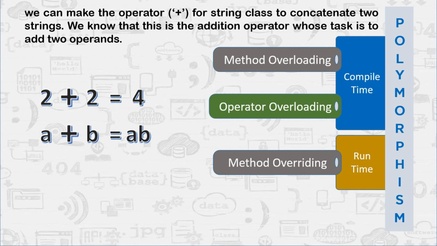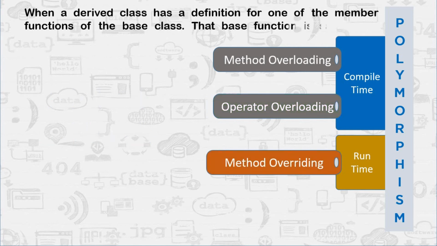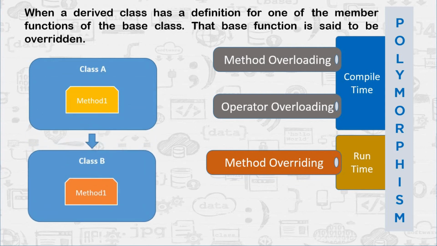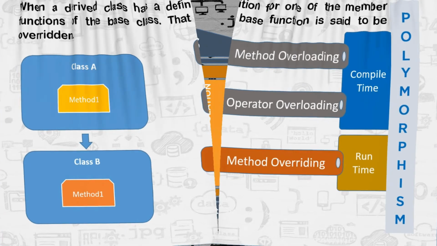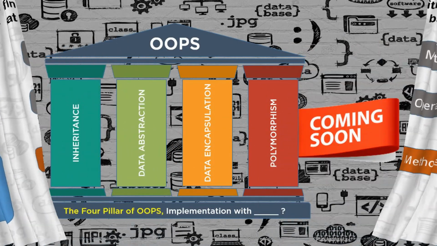Next, method overriding. When a derived class has a definition for one of the member functions of the base class, that base function is said to be overridden. As you can see from the example, class A has a method named method1 and class B also has the same method, but there is some change in the program in class B. This is known as method overriding. This is all about the four pillars of object-oriented programming.